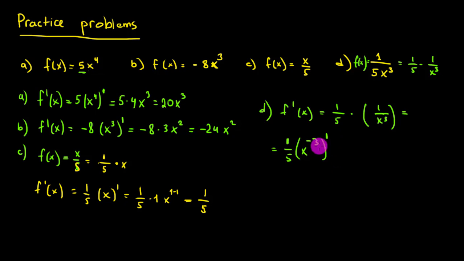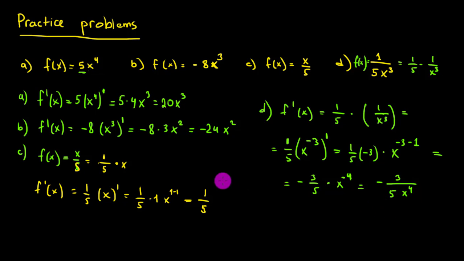Now you have to find the derivative. It will be 1 over 5 times minus 3 times x to the power of minus 3 minus 1. Then you have minus 3 over 5, and here x to the power of minus 4. So you can write this as minus 3 over 5 x to the power of 4 in the denominator. Okay, this is your answer.